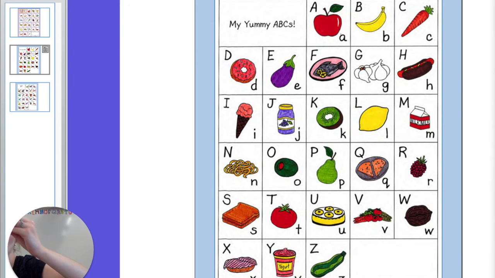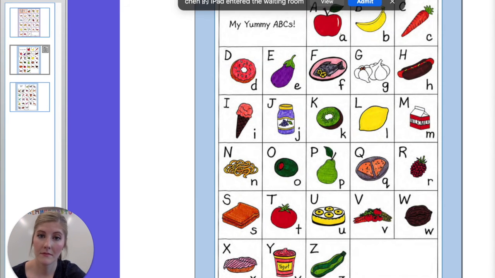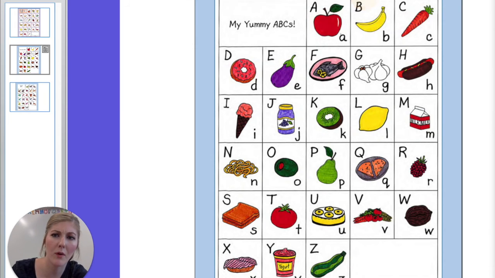Okay, let's hear from Nadia. Nadia, what letter are you studying? Say it one more time. What letter? S. Okay, so we see a capital S around like a snake, and our lowercase around like a snake. What is this a picture of, Nadia? If it starts with S, what is it? A sandwich. There we go.